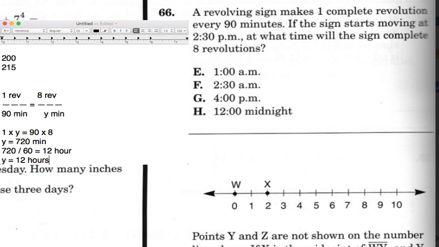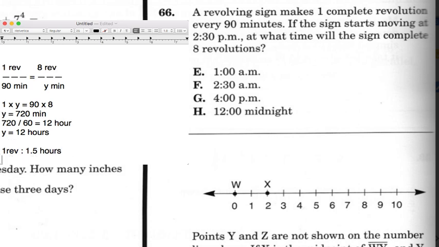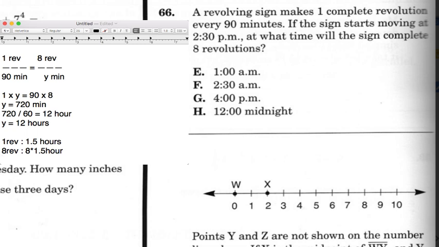There's a slightly other way to look at this problem, which is that if a sign makes 1 complete revolution every 90 minutes, 1 rev matches 1.5 hours. So if it does 8 revs, then it's going to be 8 times 1.5 hours, and 8 times 1.5 is 12. So we can confirm we get 12 hours this way as well.